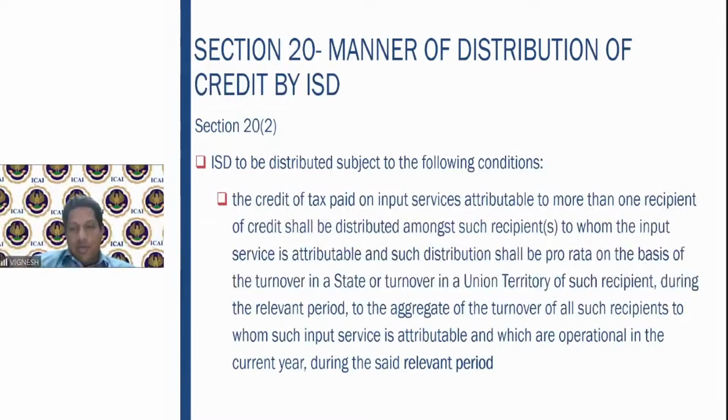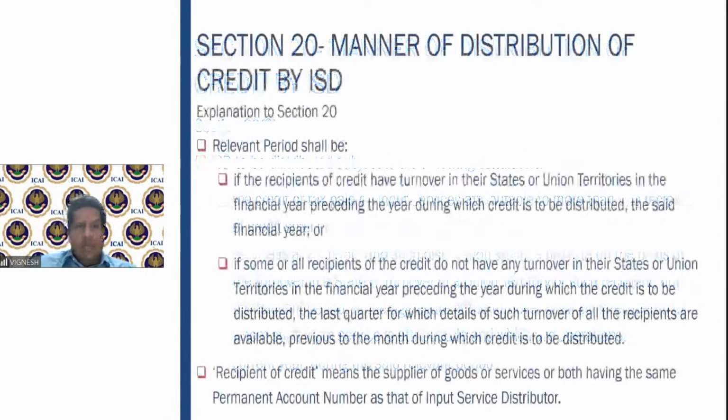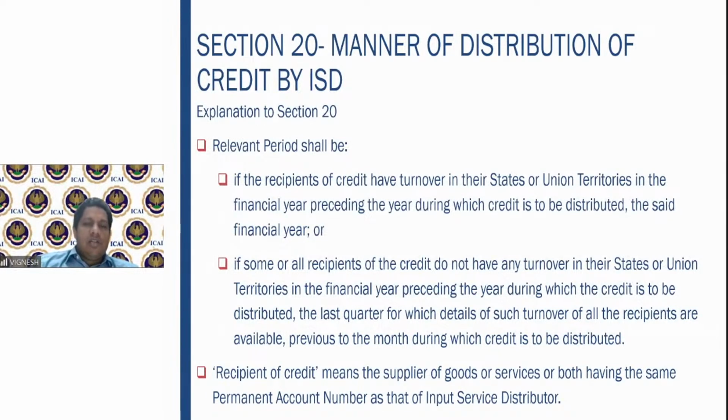On the basis of that particular turnover only, the credit will be distributed to recipients which are operational during the relevant period. Relevant period means what? If recipients of credit have turnover in the preceding financial year, that is the said financial year. If they do not have turnover in that financial year, then the last quarter for which the details of the turnover are available, previous to the month during which the credit is to be distributed.